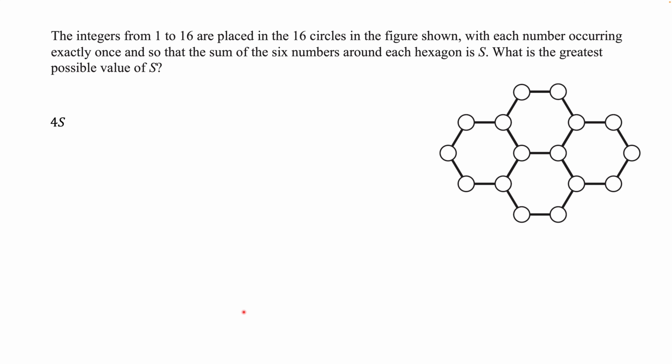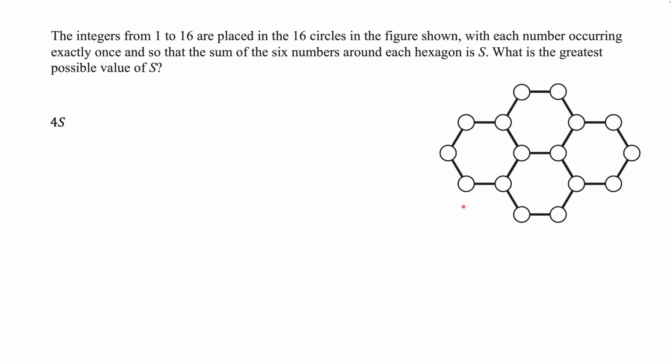The integers from 1 to 16 are placed in 16 circles in the figure shown right here, with each number occurring exactly once, and so that the sum of the 6 numbers around each hexagon is s. What is the greatest possible value of s?